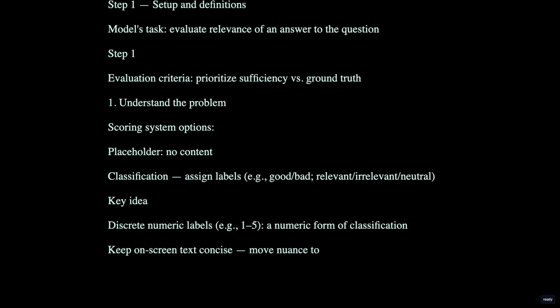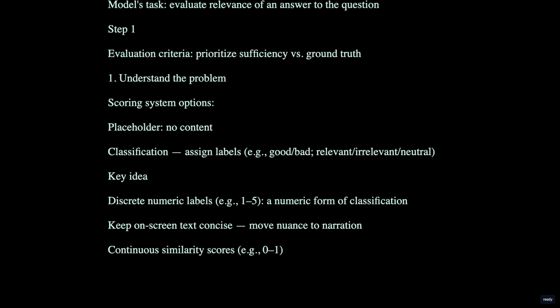Show only the essential phrase or claim on the canvas so viewers can read it at a glance. Use your spoken explanation to give the details, examples, and connections that make the idea useful and memorable. We represent similarity with a continuous number, commonly between 0 and 1, so we can show how close two items are instead of just yes/no.